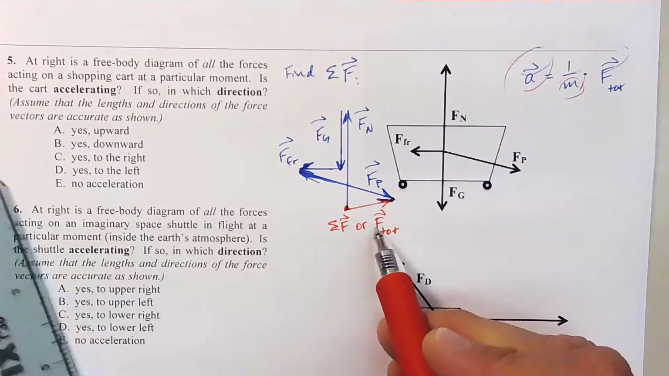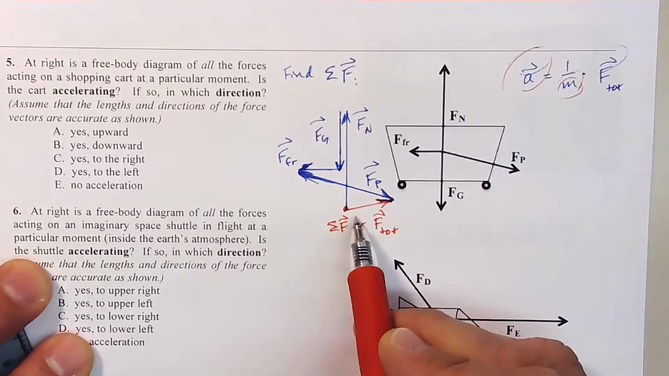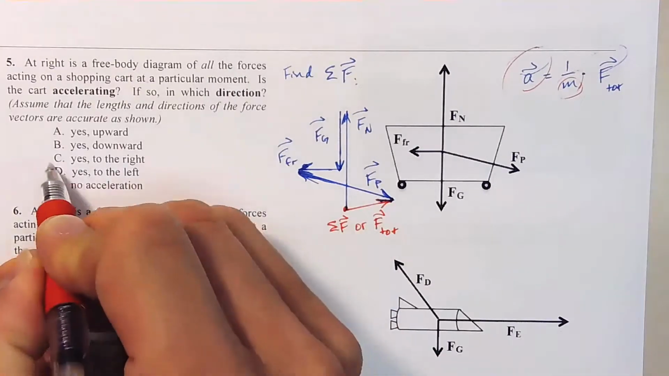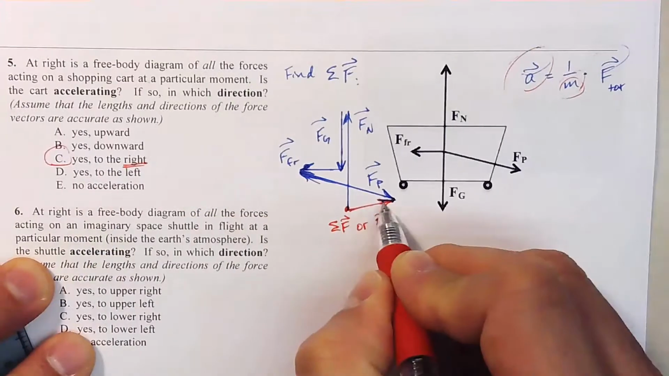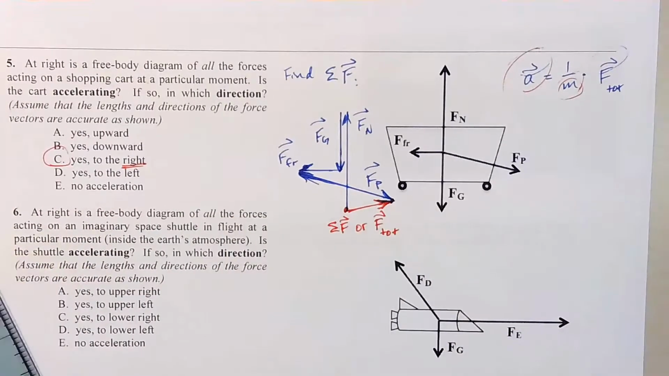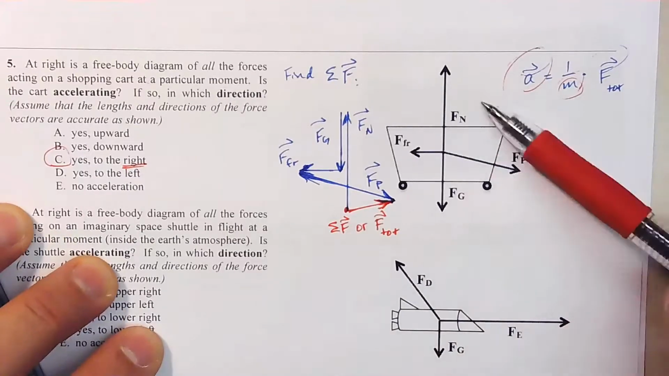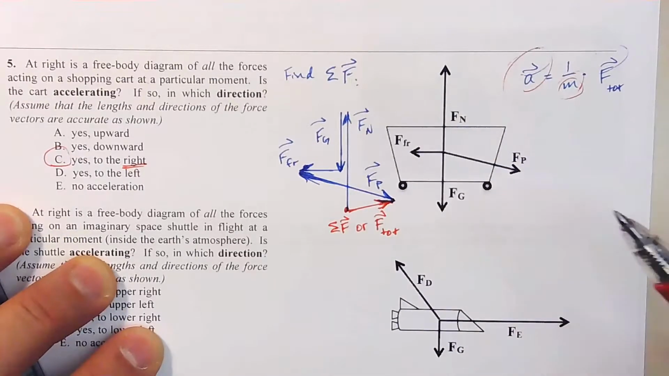And the answer here looks like, if I draw my vectors a little more accurately, I probably would have gotten an answer that's exactly to the right. Yep, it looks like there is a net force exactly to the right. In order for the shopping cart to not accelerate and either remain at rest or continue at a constant velocity, then you would have 4 vectors here that all sum to 0.